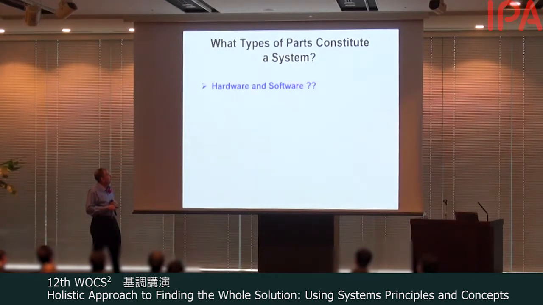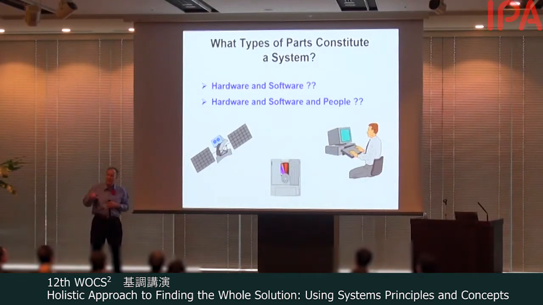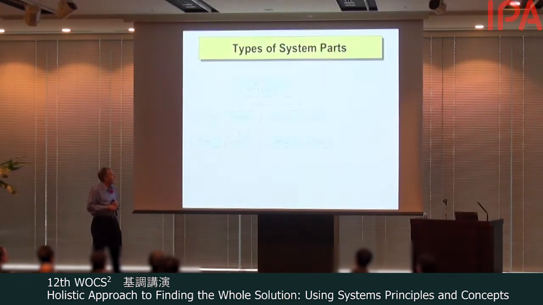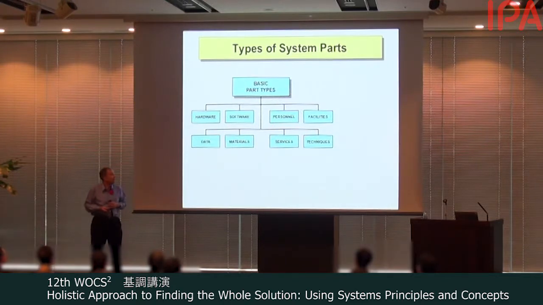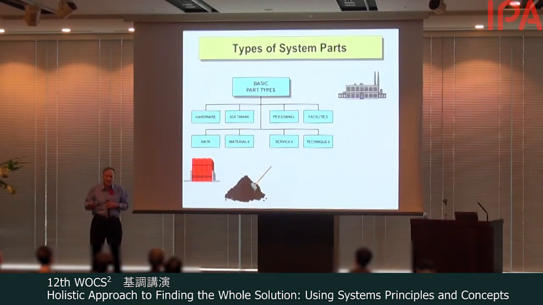So what types of parts constitute a system? It's very traditional for system engineers to say it's the hardware and software. And more mature system engineers will say, well, there's people also part of the system. But there's really more than hardware, software, and people. There could be the facilities. The facilities may play a crucial role in the success of that system. There could be the data, like the instruction manual. Could be materials. Could be special materials that make the thing last longer and have better performance.